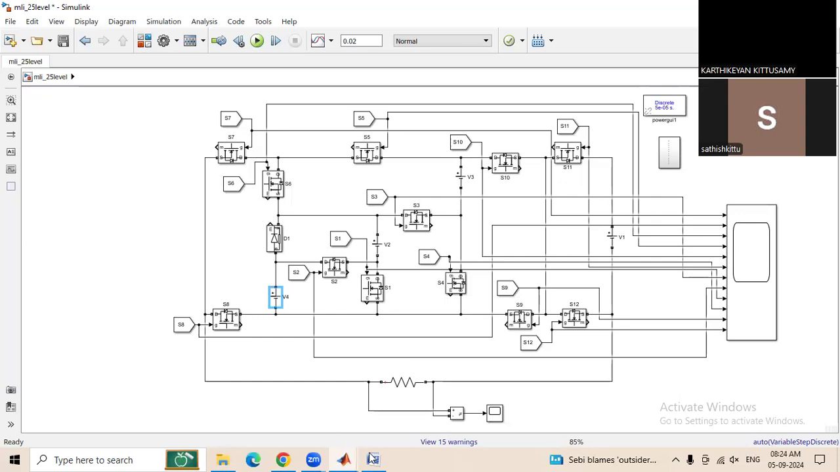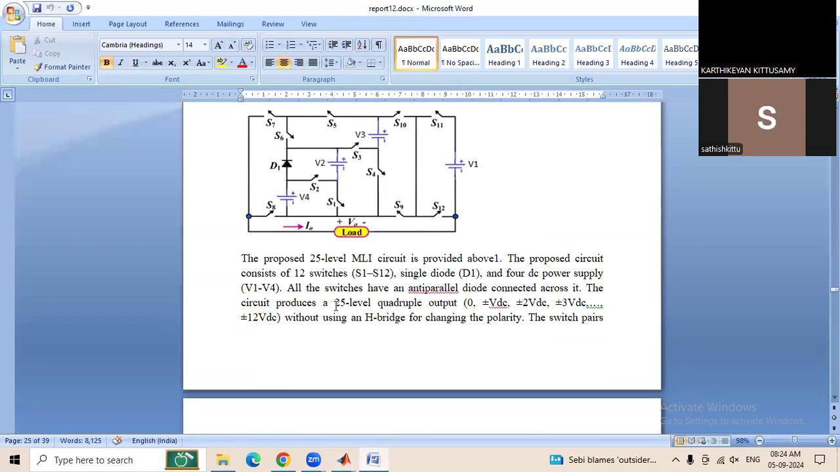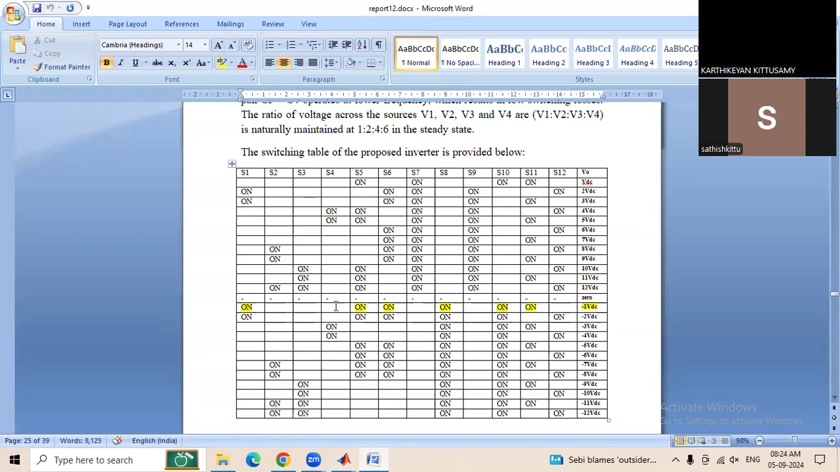And here the switching table of this inverter is provided. This is the switching table. Totally 12 switches are there. So when the switches will be on and when the switches will be off is provided in this table. According to this table, we have to generate the pulses, and from that we will get the output voltage.